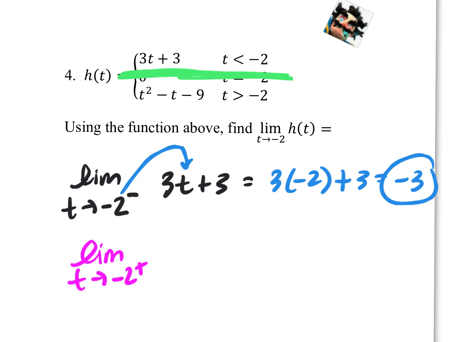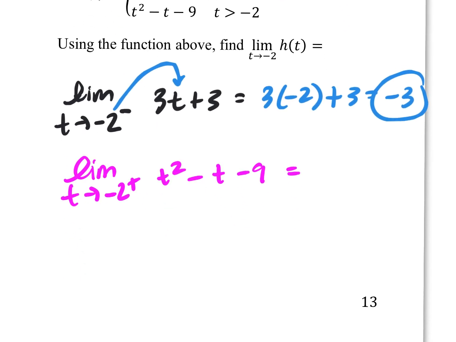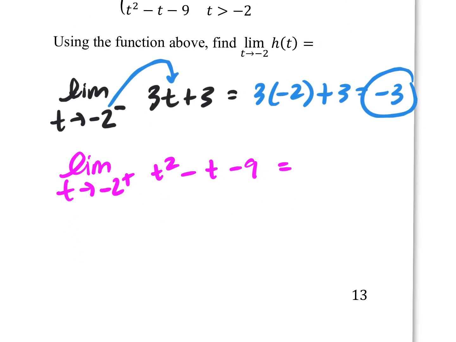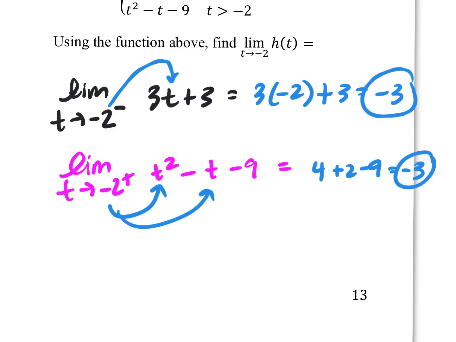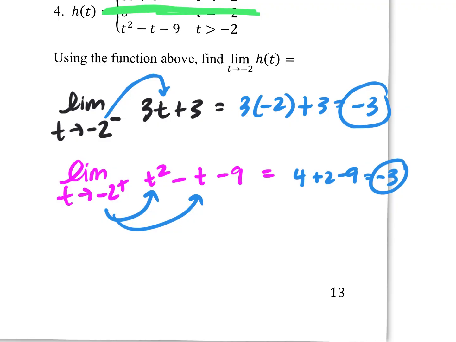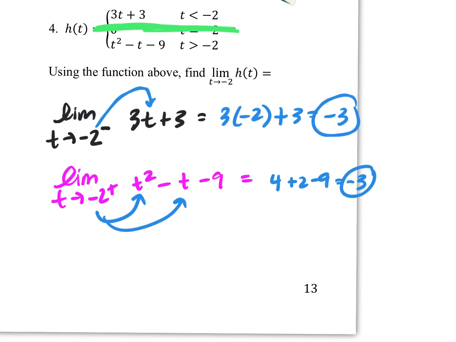And you agree if we're coming in from the right side of -2, all those numbers are greater than -2. That's why we're going to use our t squared minus t minus 9. Okay, plug in a -2 there. What are you going to get? 4 minus -2 minus 9? So the same. Yeah, because they equal the same thing, does the limit exist? Yeah, so we would just say, I would probably put it right here. Like, that's my answer right here.